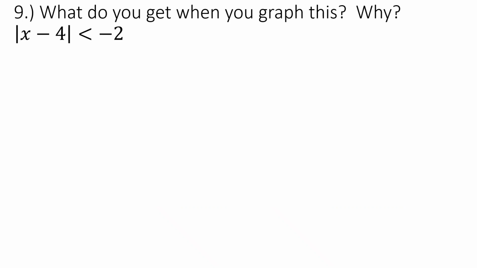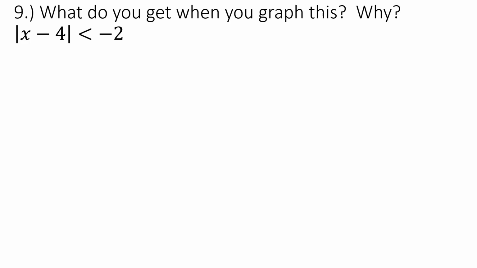All right. Now for 9 and 10, these ones are more like, okay, what do you get when you graph this and why? Now, we want to go back to the definition here. The distance from 0 of X minus 4 is less than -2. Well, can a distance be less than -2?